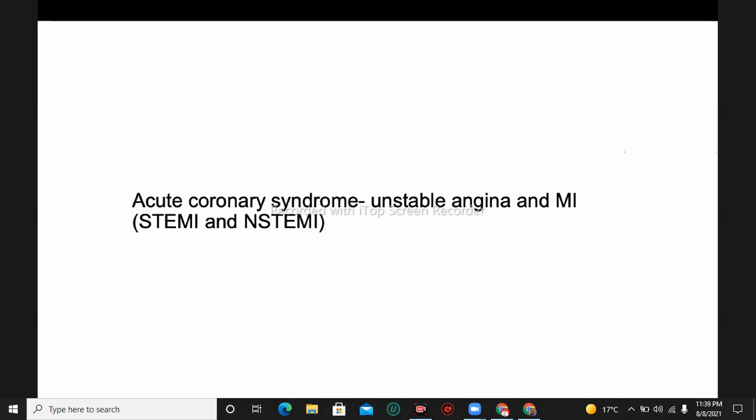So the difference between the two is that in one, there's ST elevation on the ECG. In the other, there is not. There might be other changes like maybe T-wave inversions, or it might even look like a normal ECG, but there's no ST elevation. And that is also a type of myocardial infarction.